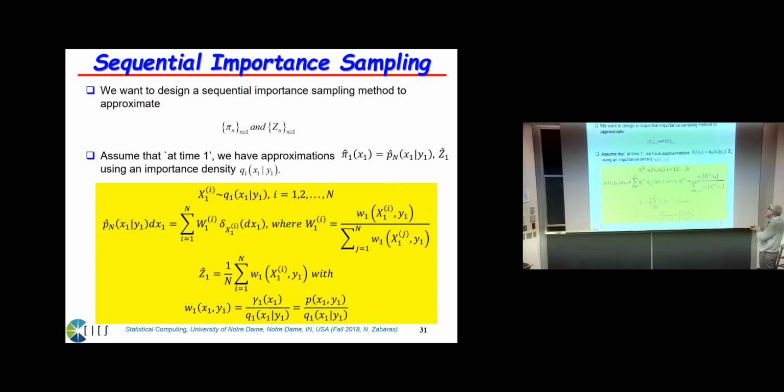So you start with some Q of x1 given y1, some easy distribution. You take n samples from Q, and then, as we did before, the approximation Pn of the posterior at time 1 is going to be basically the normalized weights times these delta functions.